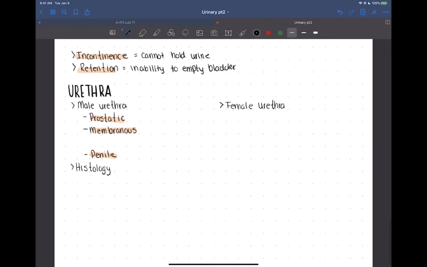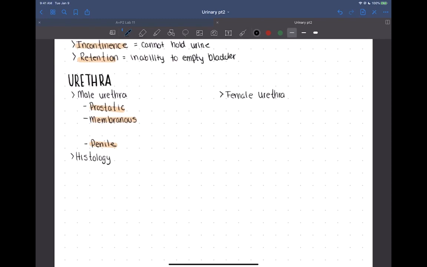And then our very last structure is the urethra. The urethra is going to be different in males versus females. In females, it is much shorter, about 1.5 inches long, compared to males where it can be about 8 inches long.